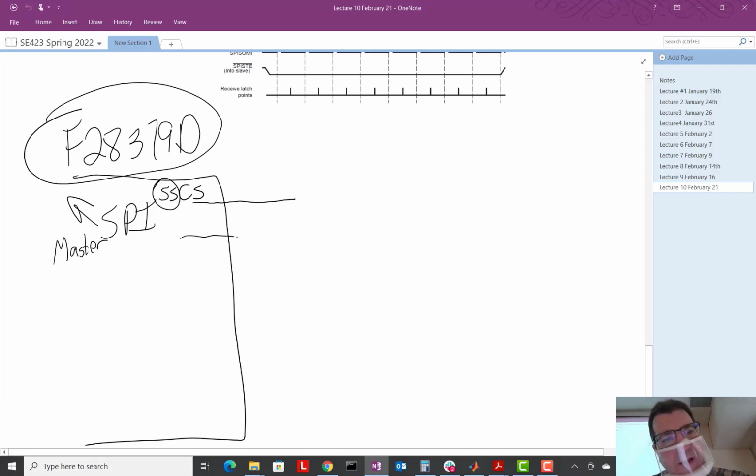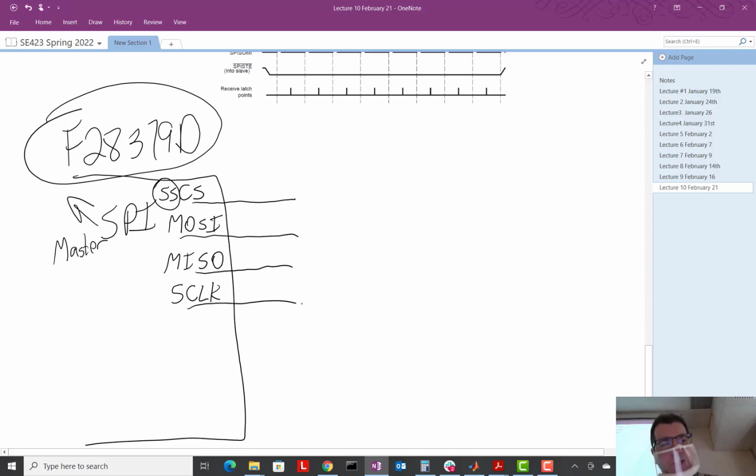Then, also, there is a master out slave in pin. There is also a master in slave out pin. And finally, a clock pin. S-clock, they call it sometimes. You know, each chip manufacturer calls these things a little different. You got to watch it to figure out what they call. Some are just SCK for serial clock, all those kind of things.